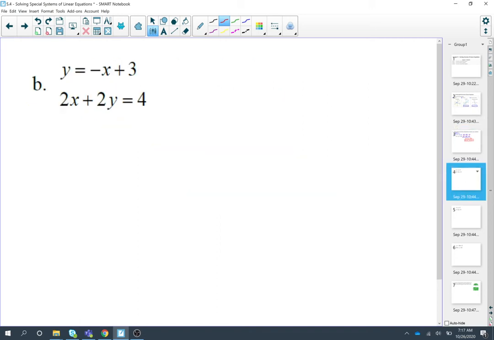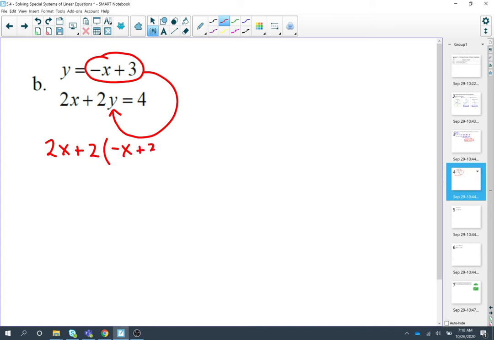Letter B, y equals negative x plus 3. Once again, we're supposed to solve this by elimination, but when I look at this, elimination is not our easiest pick here, so I'm not going to do it. This one up here is already solved for y, and it says y equals. So in that case, I'm going to use substitution, and substitute it in for that y. That's going to give me 2x plus 2 times y, which we're substituting negative x plus 3, equals 4.